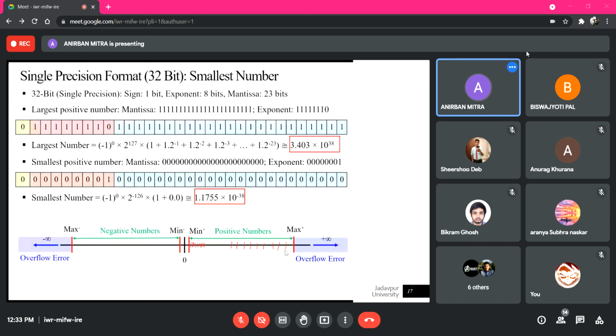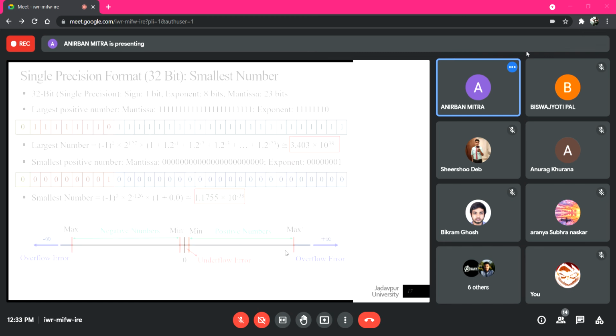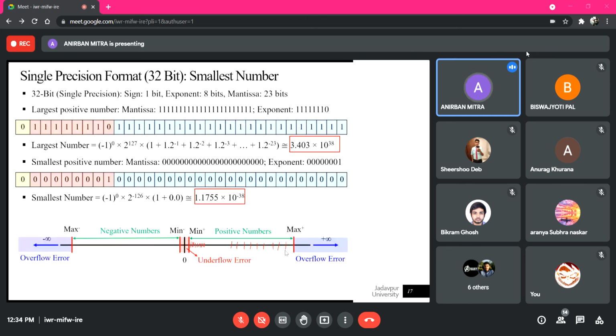Where is the underflow zone? There. We go very close to 0 because 1.175 into 10 to the power minus 38 is very, very close to 0. But we cannot exactly represent 0. So that band on both sides of 0 gives us an underflow error. So here we have seen that we can go very close up to 0, but not 0.